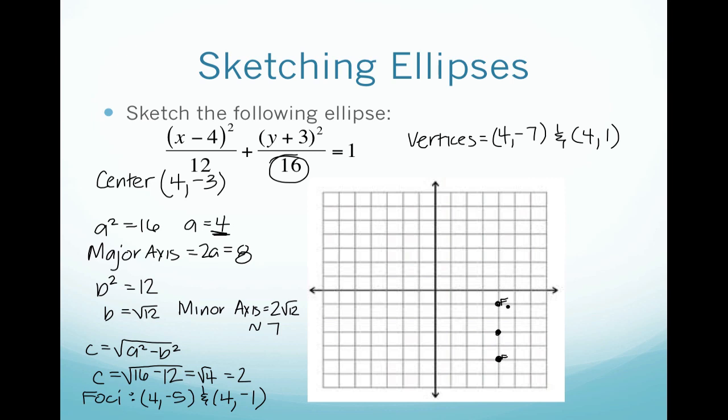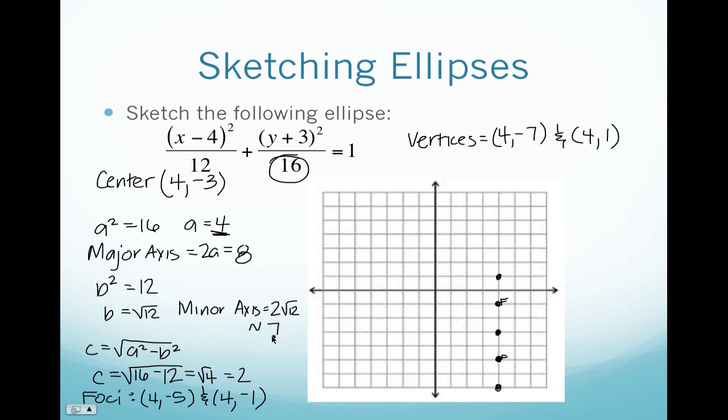We know our vertices are at (4, 1) and (4, -7). So there are all of our critical points on our major axis. And then we can figure out where our minor axis points will be, because we have it as a length of 7.